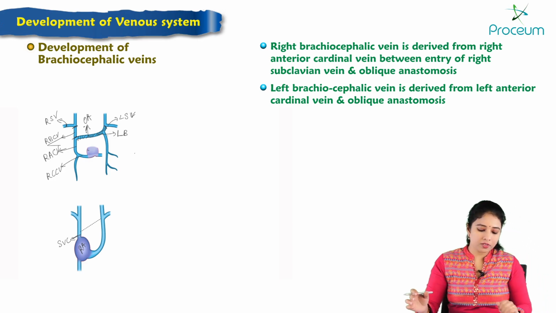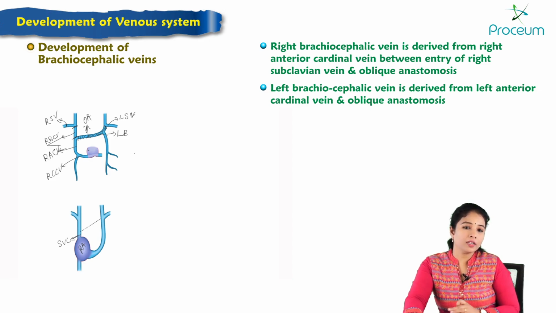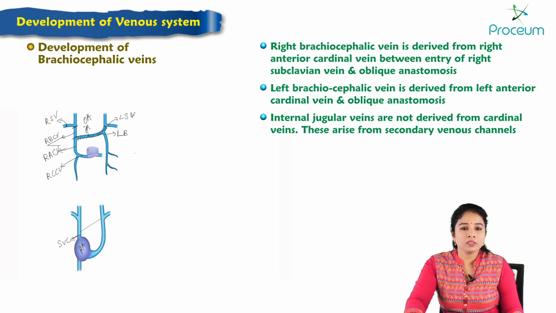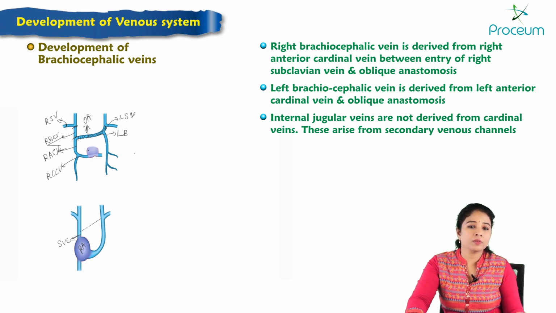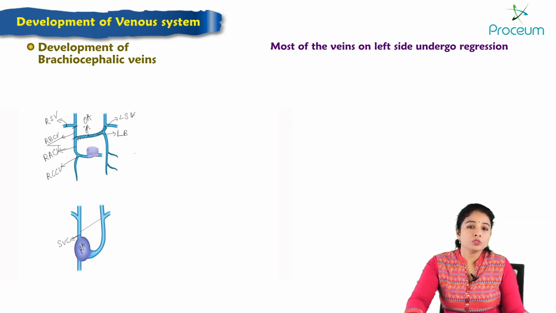So the left brachiocephalic vein is derived from the left anterior cardinal vein and oblique anastomosis. Next, about the internal jugular veins, they are not derived from the cardinal veins. These arise as secondary venous channels from the brachiocephalic trunks. So most of the veins on the left side undergo regression.